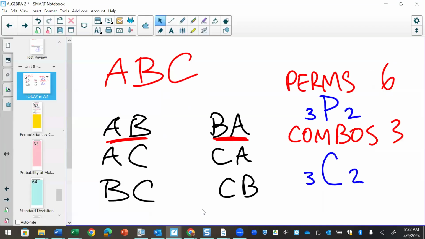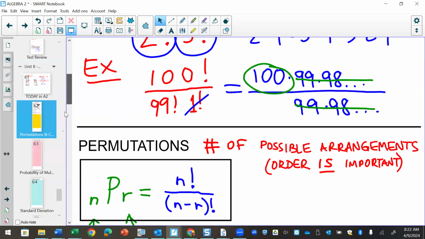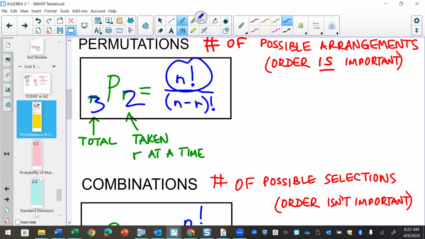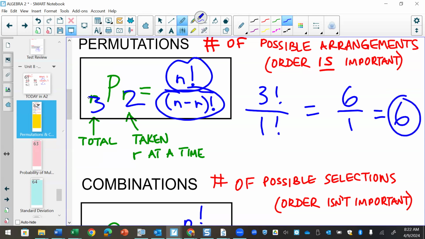Could we have done this the long way? Sure, we could have. I don't think we want to, but I'll at least show you once. Someday, college or something, maybe they make you do this the long way. But if we put in 3 and a 2 here, what is this gonna be? 3 factorial, which we already did today. What's that equal? That's 6. And then 3 minus 2 is 1. 1 factorial. So yeah, you could do this the long way. For me, please use the calculator. Good enough?